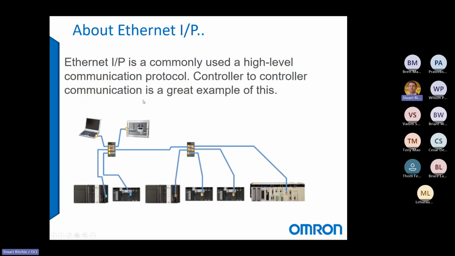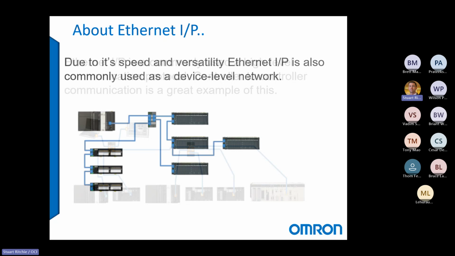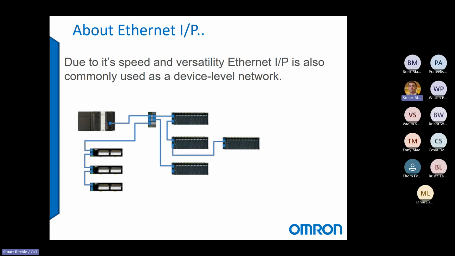Now, Ethernet IP is going to take up a good chunk of this presentation today. It's a very commonly used high-level communication protocol. A good example would be controller to controller communications or controller to visualization type communications. But due to its widespread availability and development, we also see it on the device level network, which is where we typically use EtherCAT in a lot of our configurations.